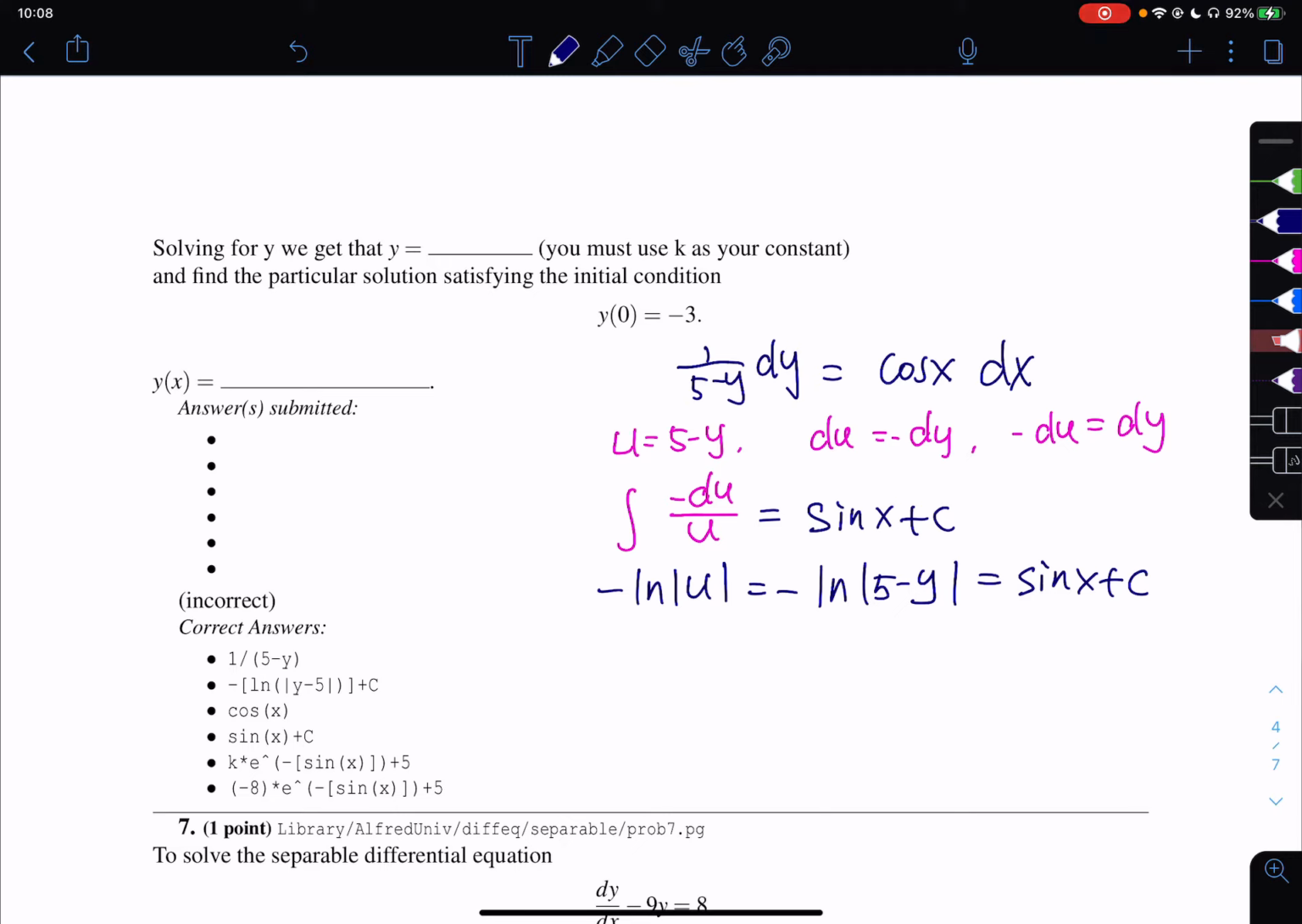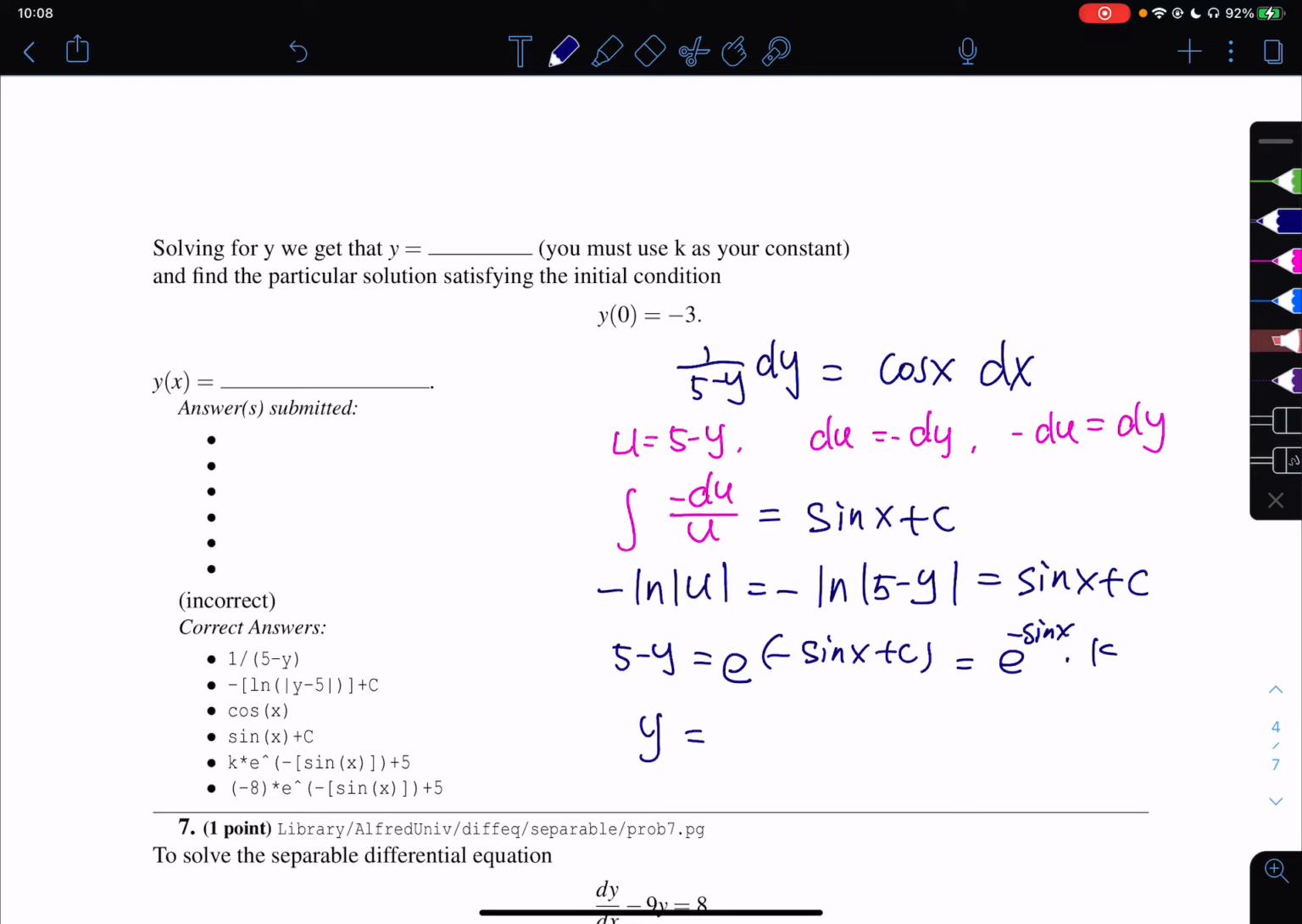So I end up with 5 minus y is negative sine of x plus c, and then e to the power of that. And they said you are going to use the constant as k here. So what you end up with is 5, y is, let me just make sure I'm doing it correctly.